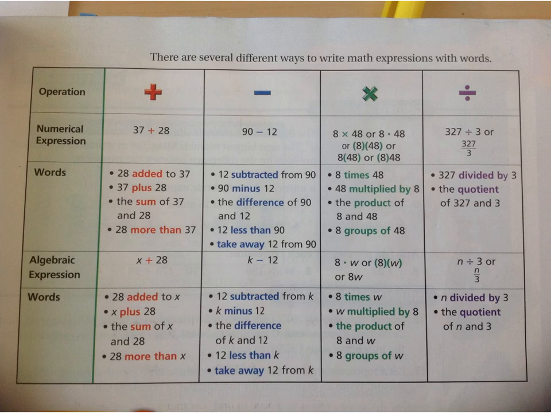And what does this mean? This means we are going to be going from this numerical expression and then writing it in words. So this does say 37 plus 28, which you can see right here. But you can also say it as 28 added to 37, the sum of 37 and 28, 28 more than 37.